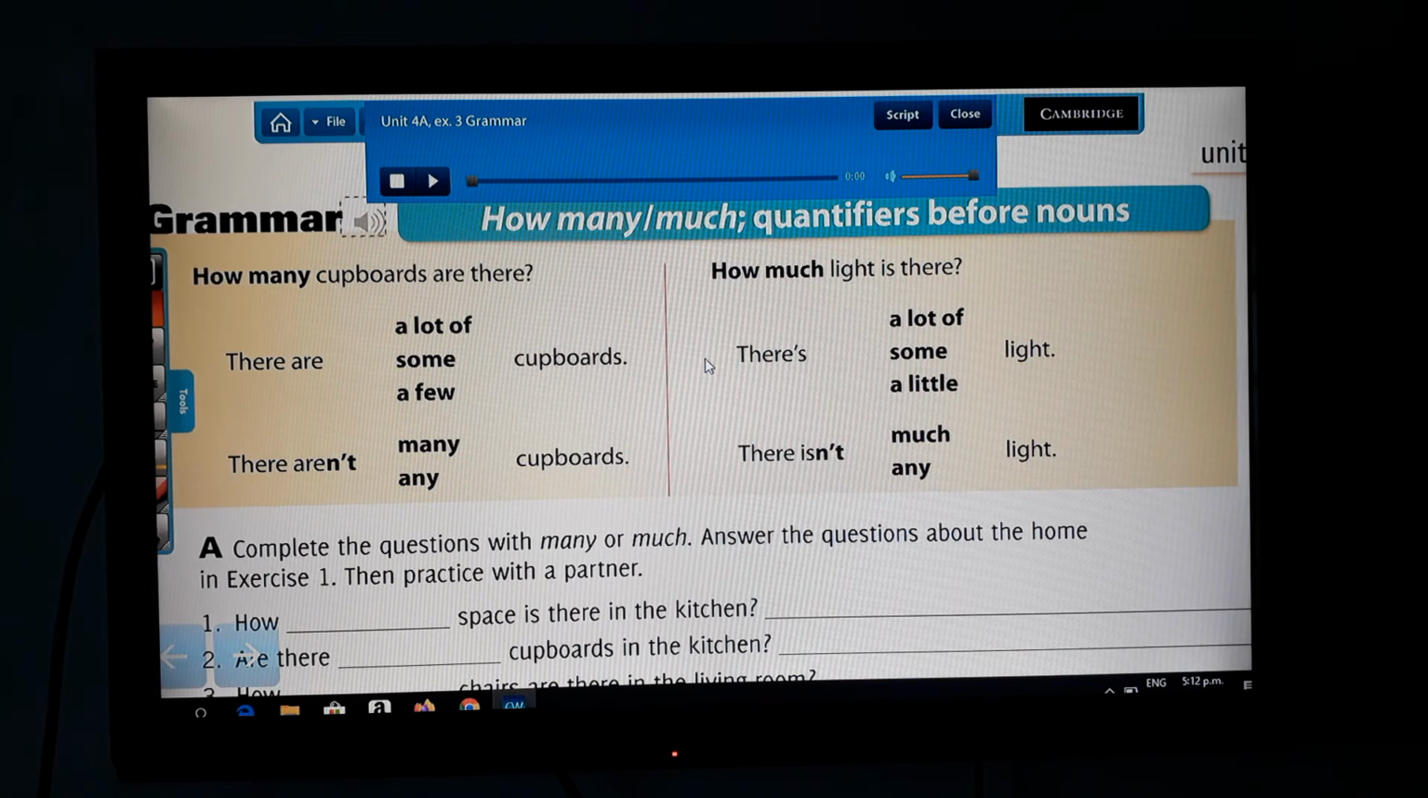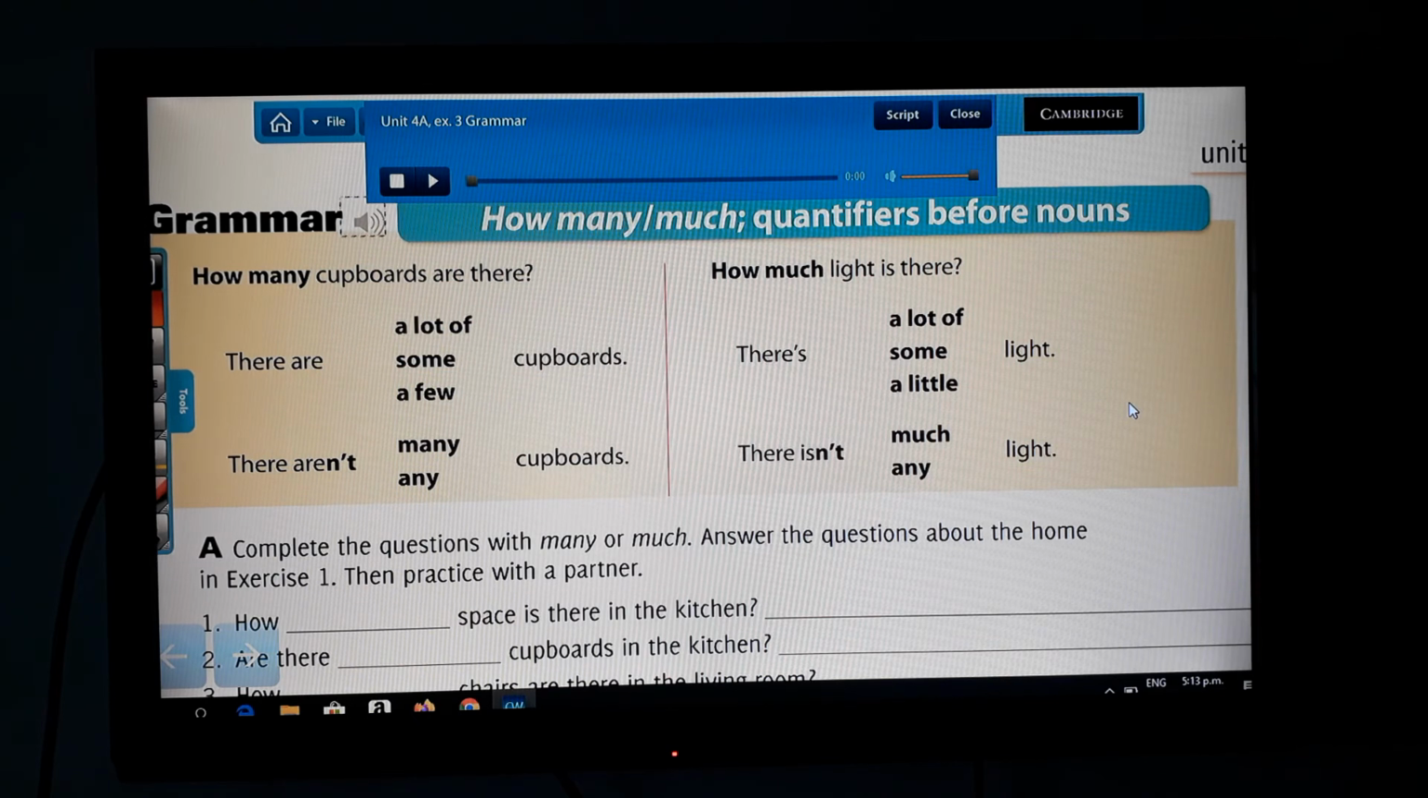The same happens with uncountables. You use there is, because you can't count. You use a lot of and some, similar to countables, with the noun, in this case, light. And you use a few with countables, and a little with uncountables. For the negative, you say much and any. The difference is much and many, a little and a few.